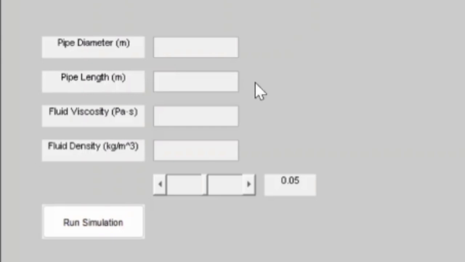First we have pipe diameter. This field allows us to specify the diameter of the pipe. The larger the diameter, the less resistance the fluid will face. For this, I will set it to 0.05 meters.